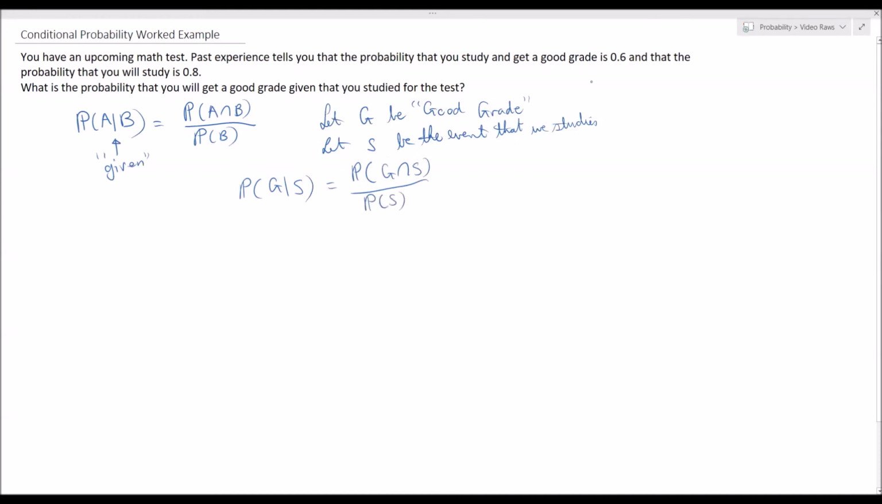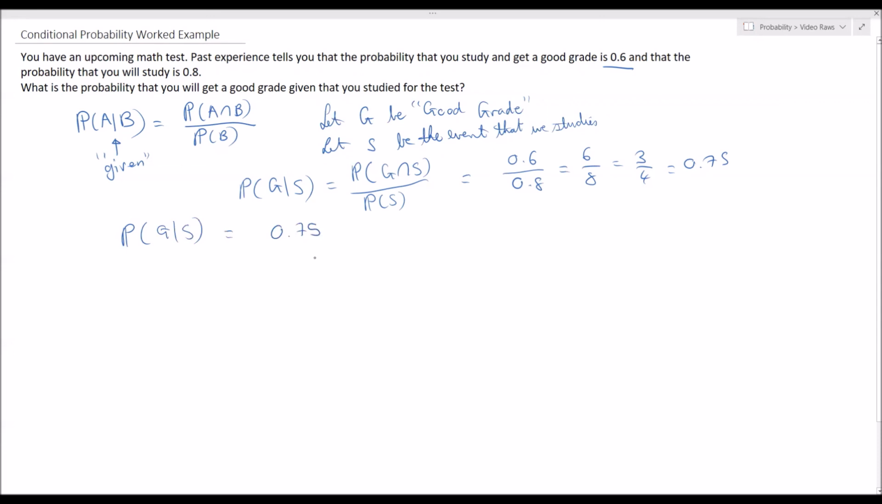So the probability that we get a good grade and studied is given over here in the question. It's 0.6. So this is the probability that you study and get a good grade. We can already plug this number in over here, 0.6. And over here at the bottom, we know that the probability that we'll study for the test is 0.8. So this is equal to 6 over 8, which is equal to 3 over 4, or 0.75. So the probability that we get a good grade, given that we studied for our math test, is equal to 0.75.